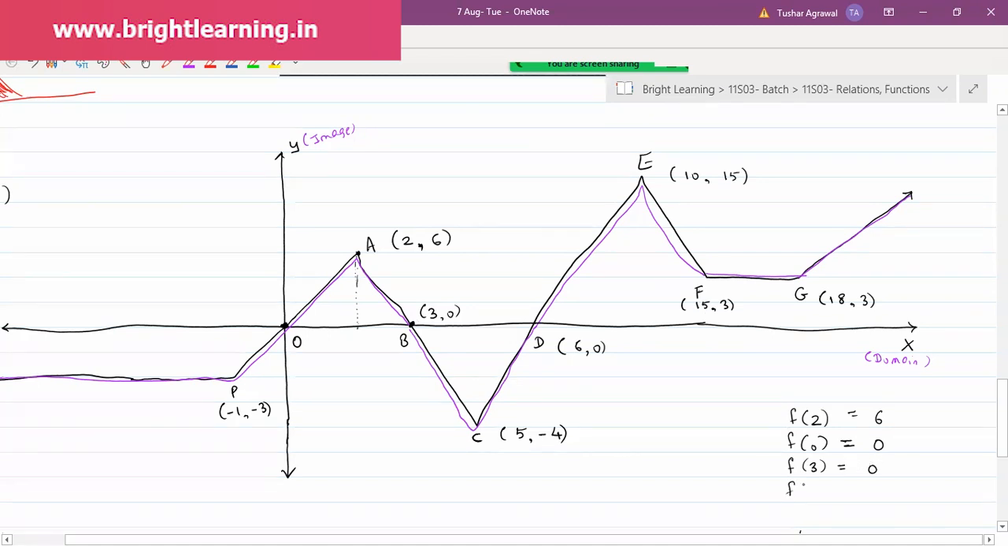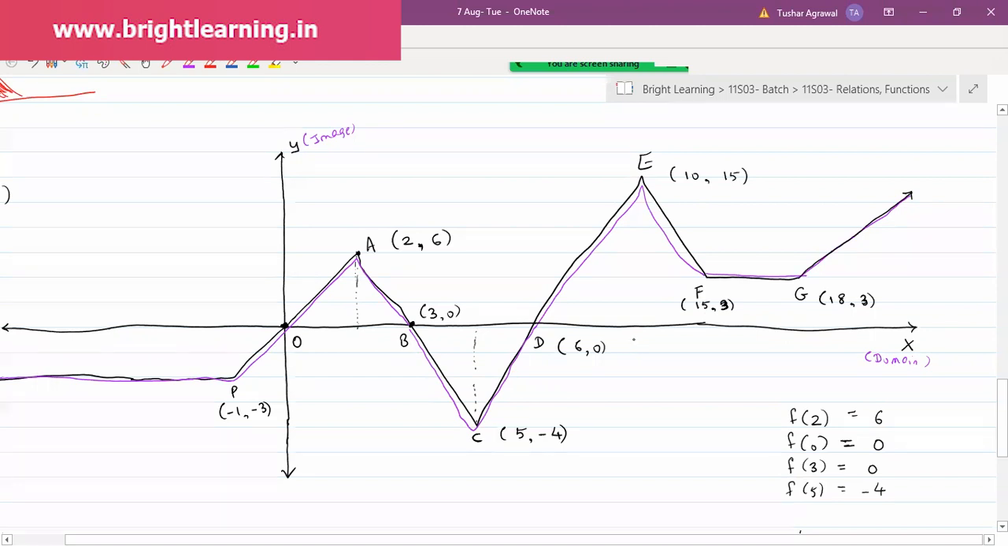The image of 5 is -4. This corresponds to point C. D also you find, E also you'll find. But from F to G, I'm having confusion. From F to G, this is a horizontal line, so all of these points have y coordinate 3. So many times it is being repeated.